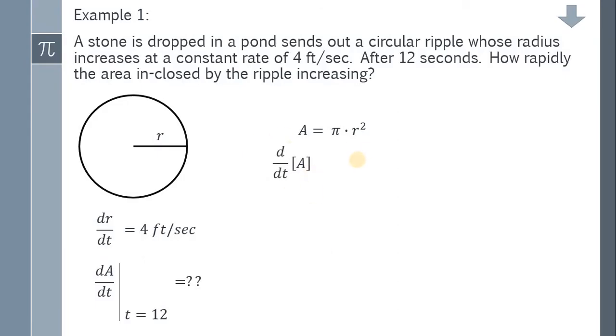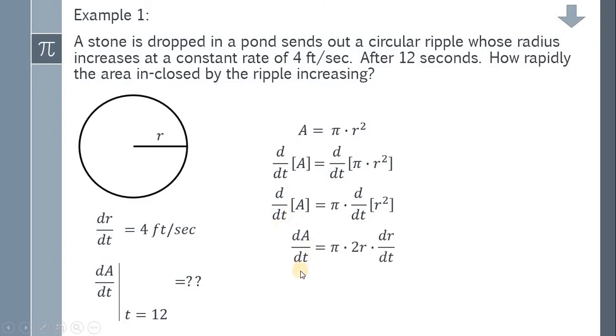Now, kunin natin yung derivative both sides with respect to time. So we have derivative of A with respect to time is equal to the derivative of pi r squared with respect to time. Since yung pi is a constant, ito ay 3.1415 and so on and so forth, pwede natin siyang i-pull out sa labas ng ating derivative. So we have derivative of A with respect to time is equal to pi times derivative of r squared with respect to time. Now, kunin natin yung derivative ng A with respect to time. So this is just dA over dt. And it is equal to pi times derivative of r squared with respect to time, which is 2r times dr over dt. So dito gagamit tayo ng chain rule.